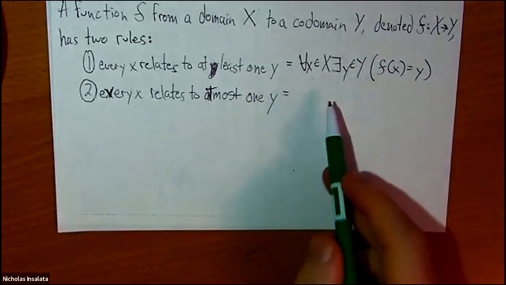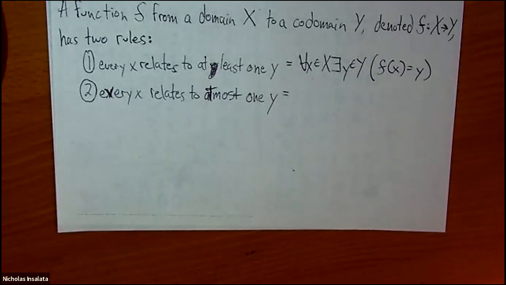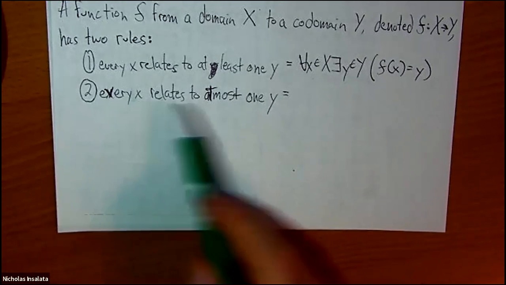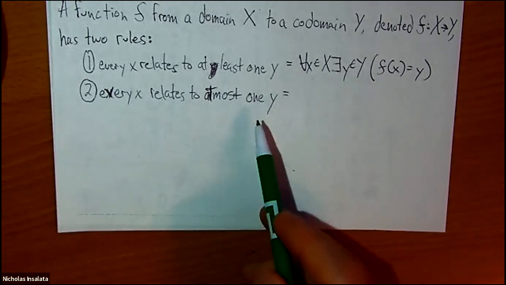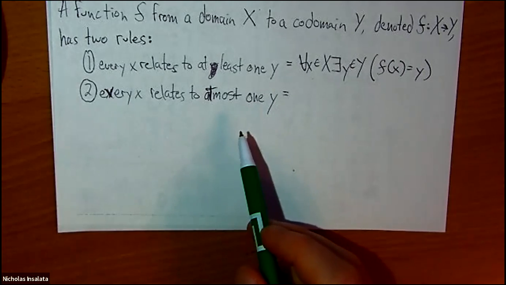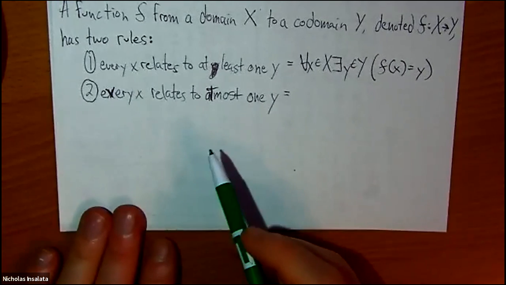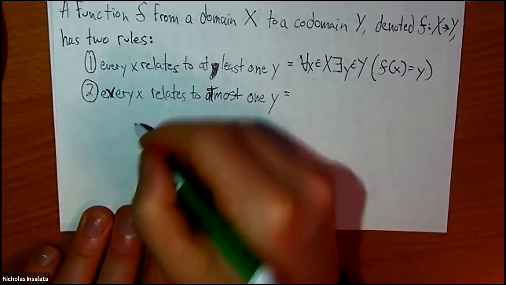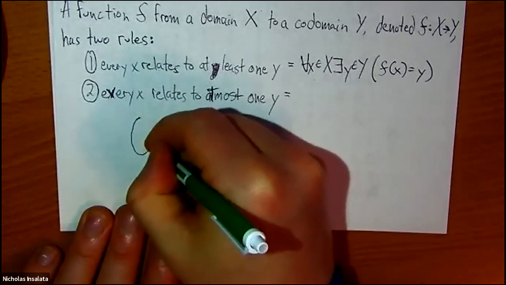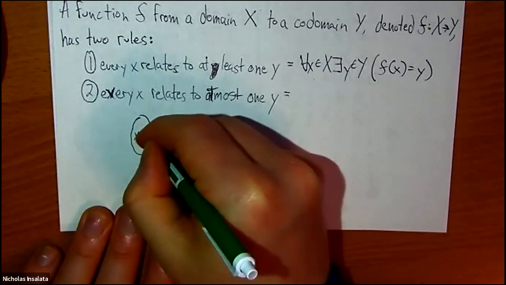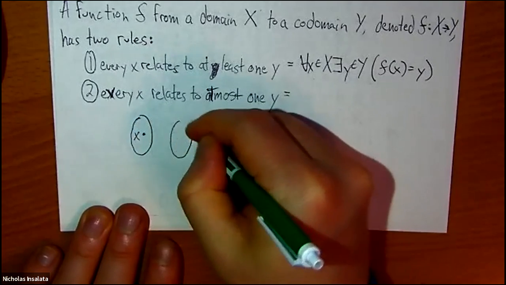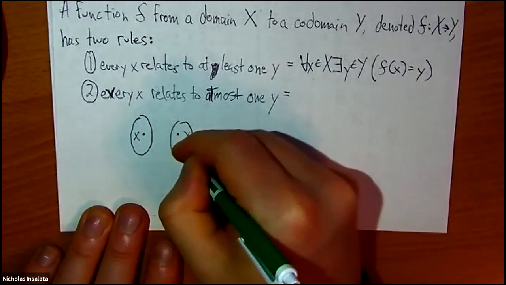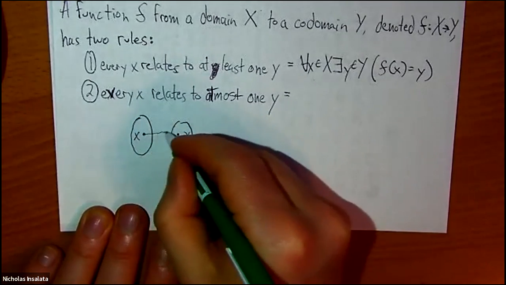Great. The second one's a little bit harder, because for the second one we have to think about three objects. We have to think about an x relating to a y and a z. So if x relates to at most one y, here's what we don't want to have going on. We don't want to have one x that relates to y and z at the same time.